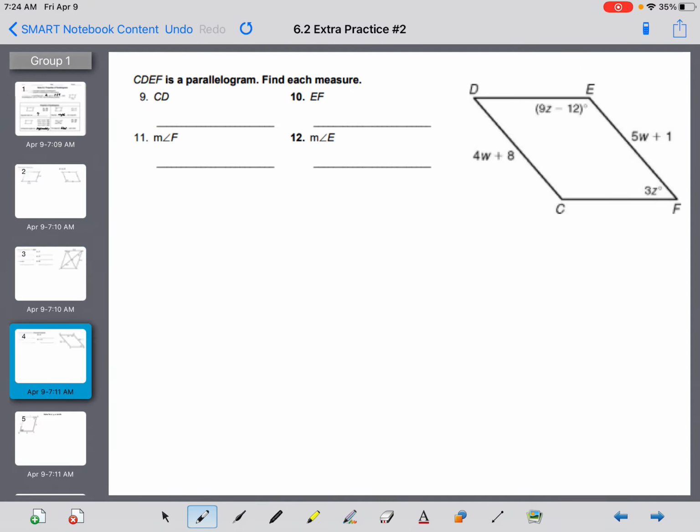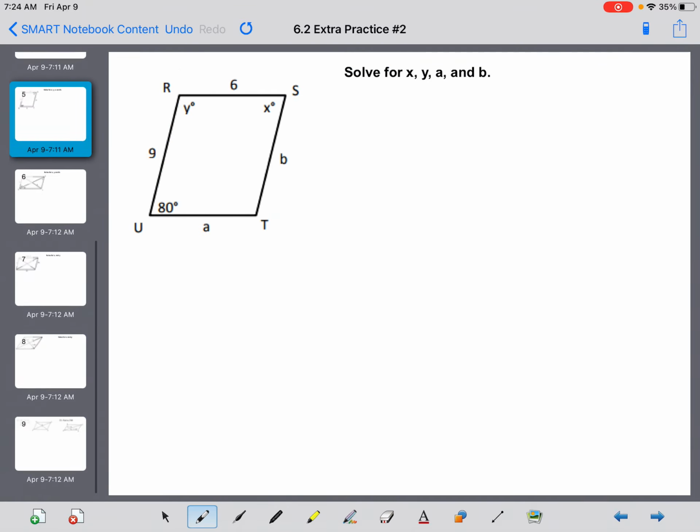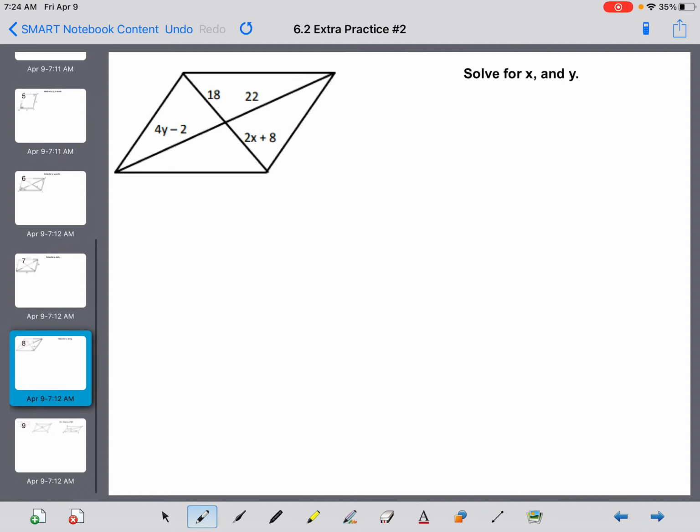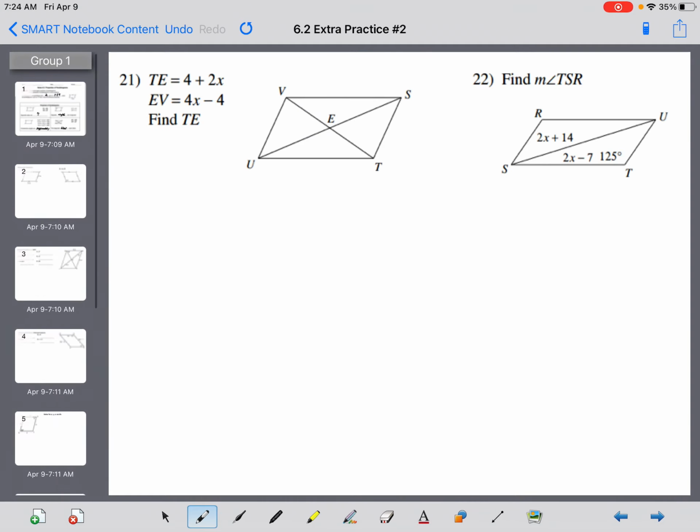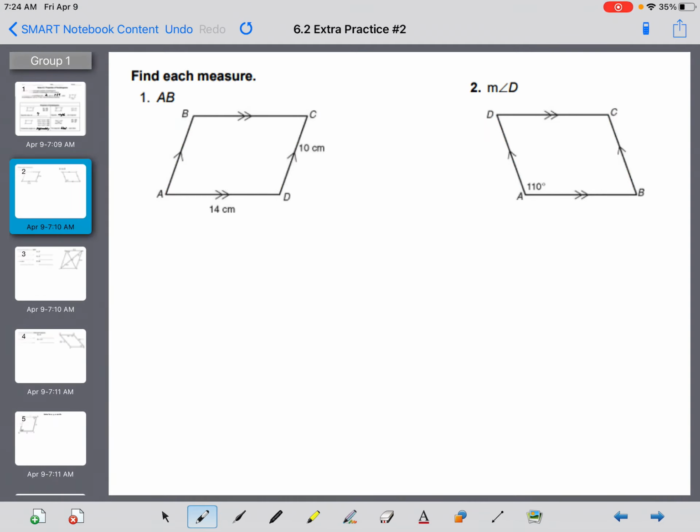So if you look, we just have several examples. They want us to solve for multiple sides, okay, angles, etc. So let's take a look. Find each measure. They want us to find the measure of AB, which is this side. Well, in a parallelogram, opposite sides are congruent. So if AB is congruent to CD, and if CD is 10, that means AB equals 10.